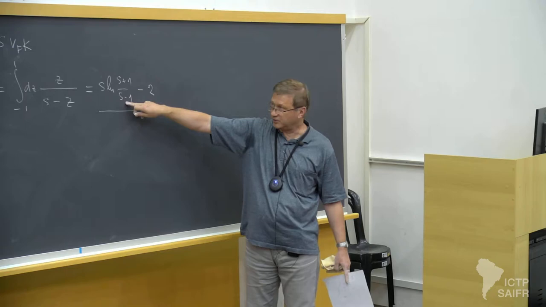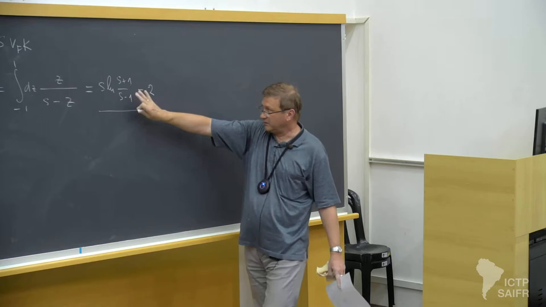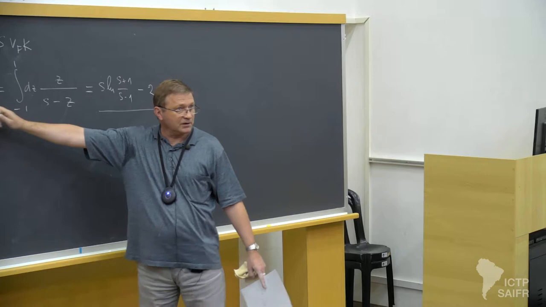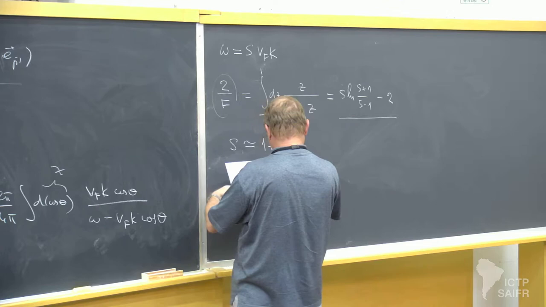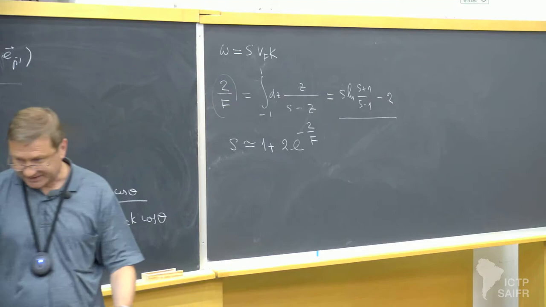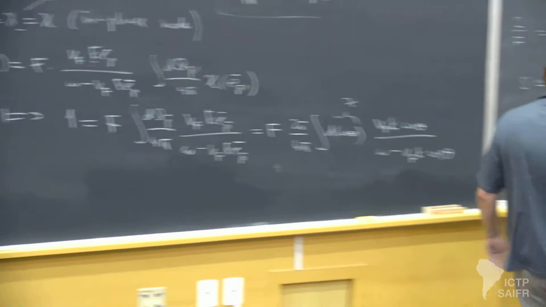Because we want to have S somehow positive, right? So S approaches 1, then we have a logarithm, a big number, and then we can balance the large number on the left and the large number on the right. So I give you immediately the approximate solution. It is 1 plus 2 e to the minus 2 over f. That's the answer. It's an approximate solution for f much smaller than 1.